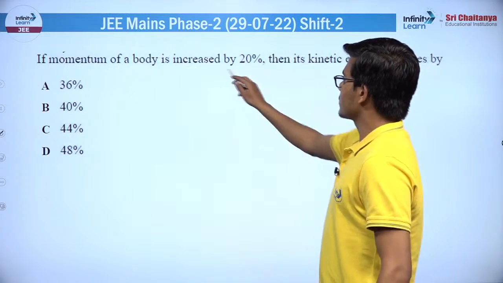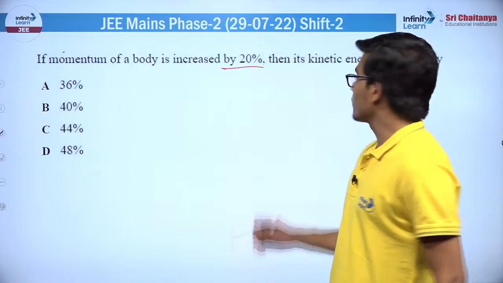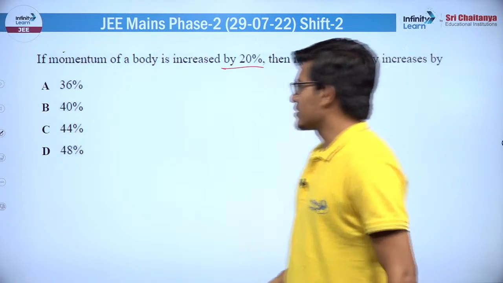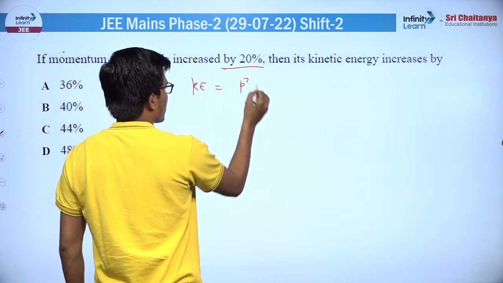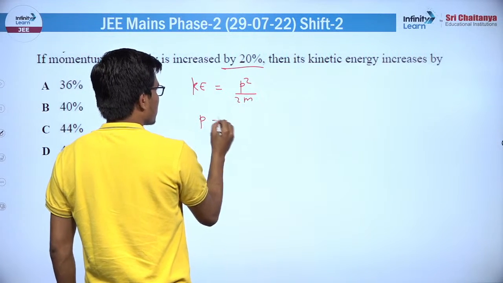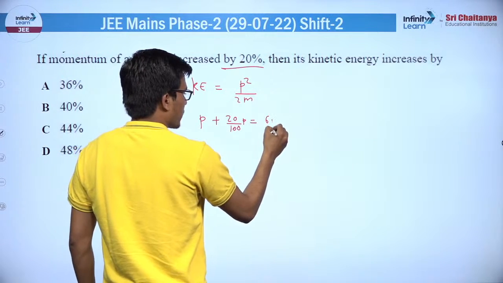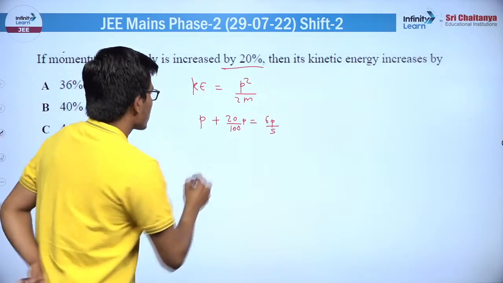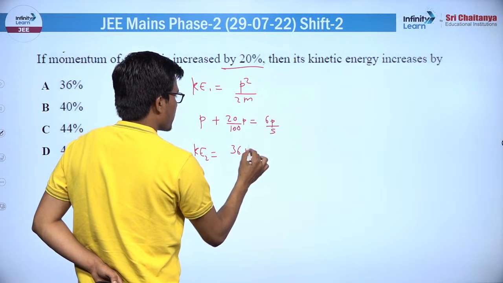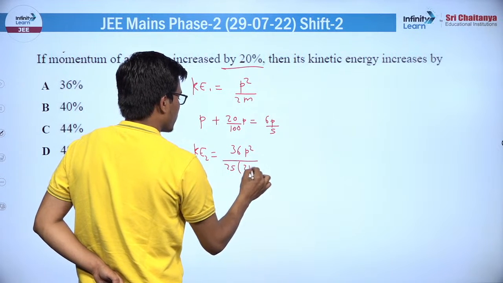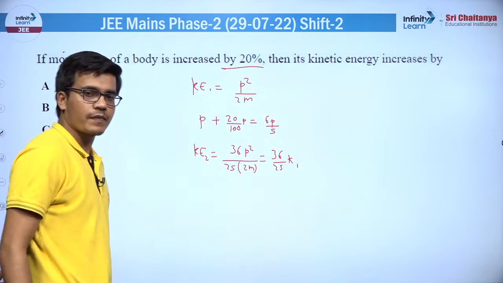It's a very simple question from the kinetic energy and momentum relation. The momentum of a body is increased by 20%, then its kinetic energy increases by, right? So you know that kinetic energy is given by P square by 2m. You are increasing the momentum by 20%, means P by 5, so it will be 6P by 5. So your final kinetic energy will be 36P square by 25 into 2m. That is 36 by 25 of K1 times, right?